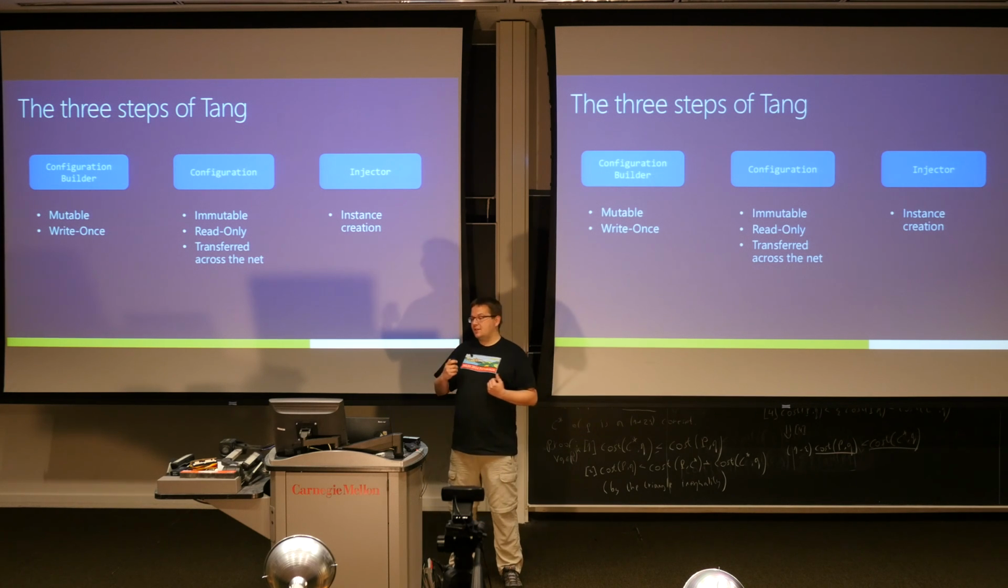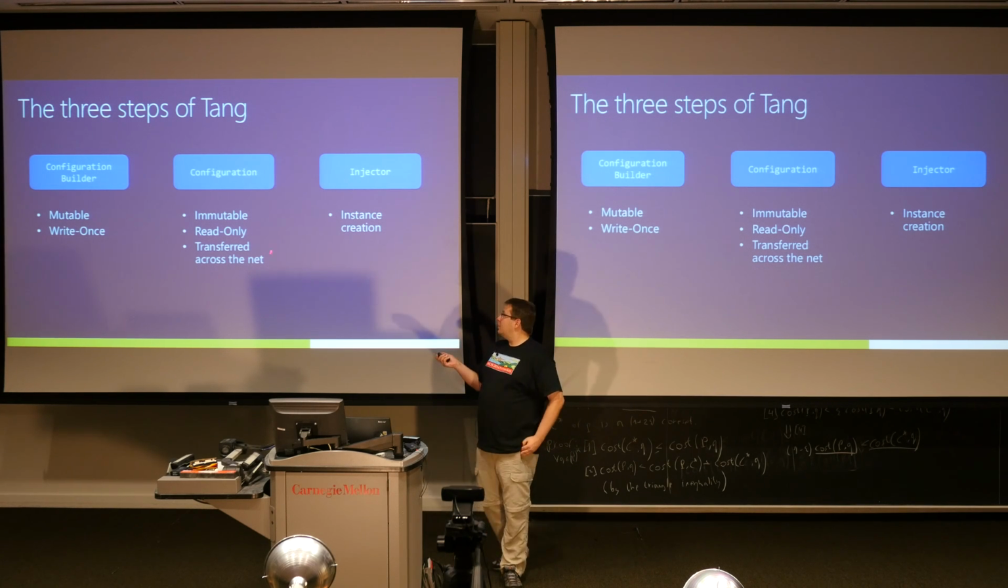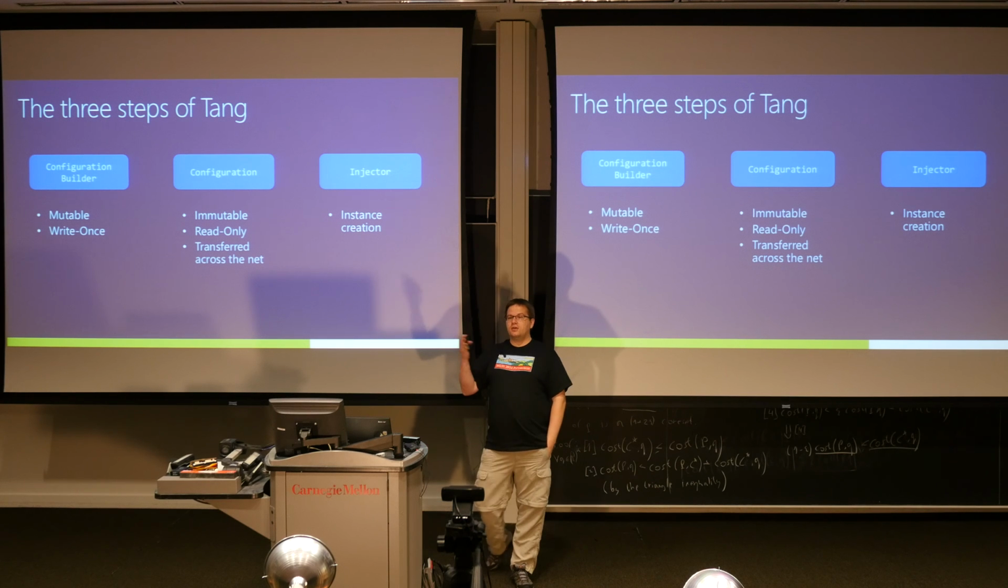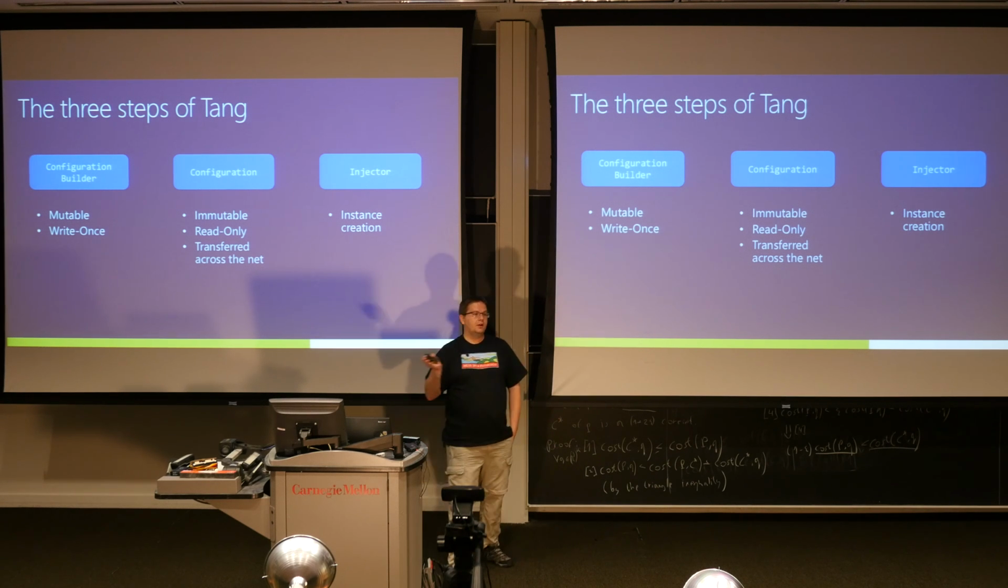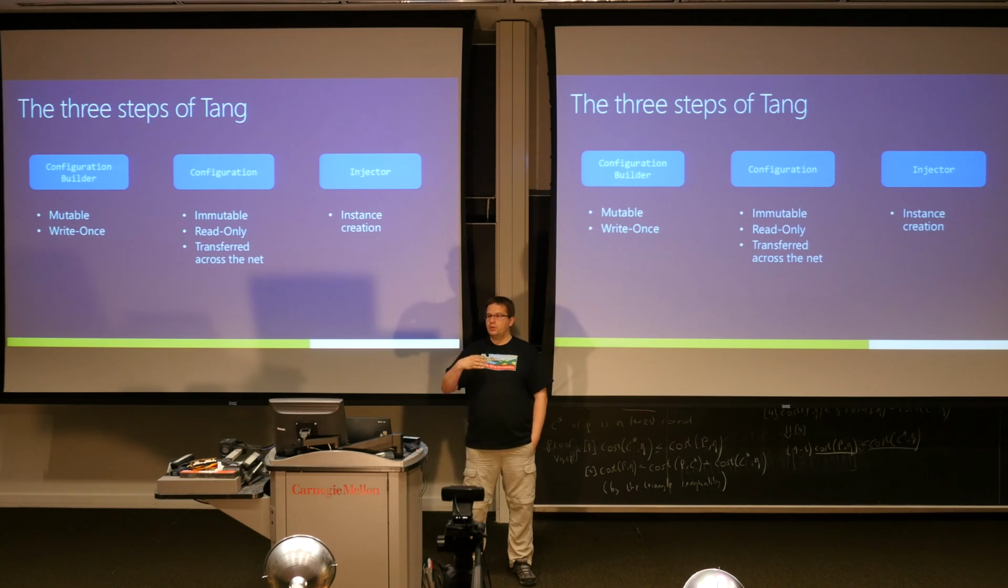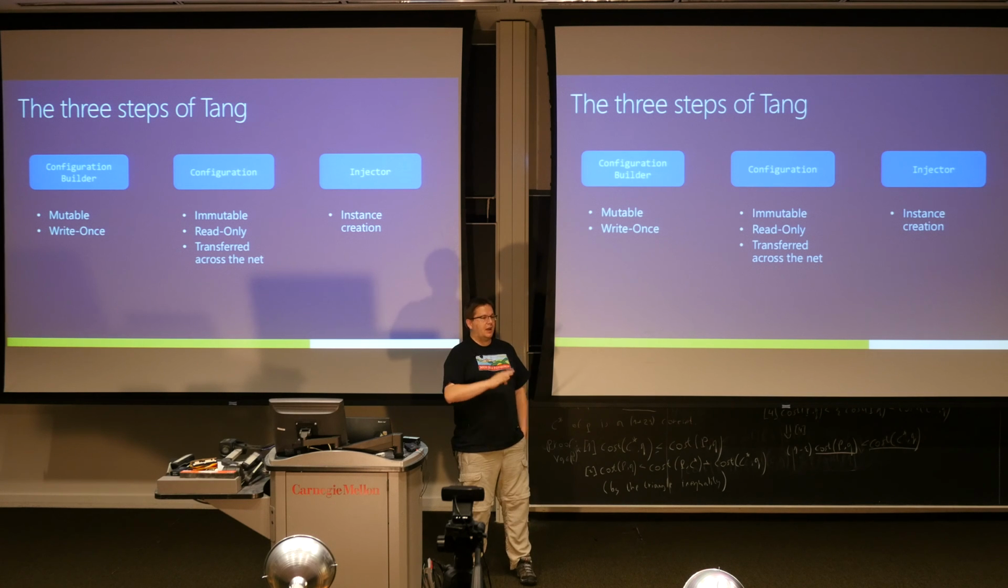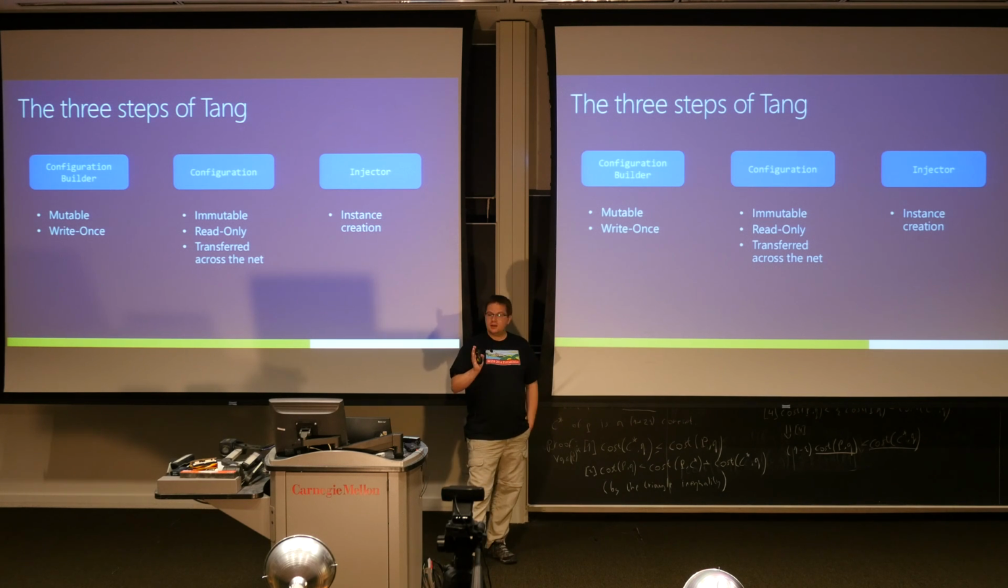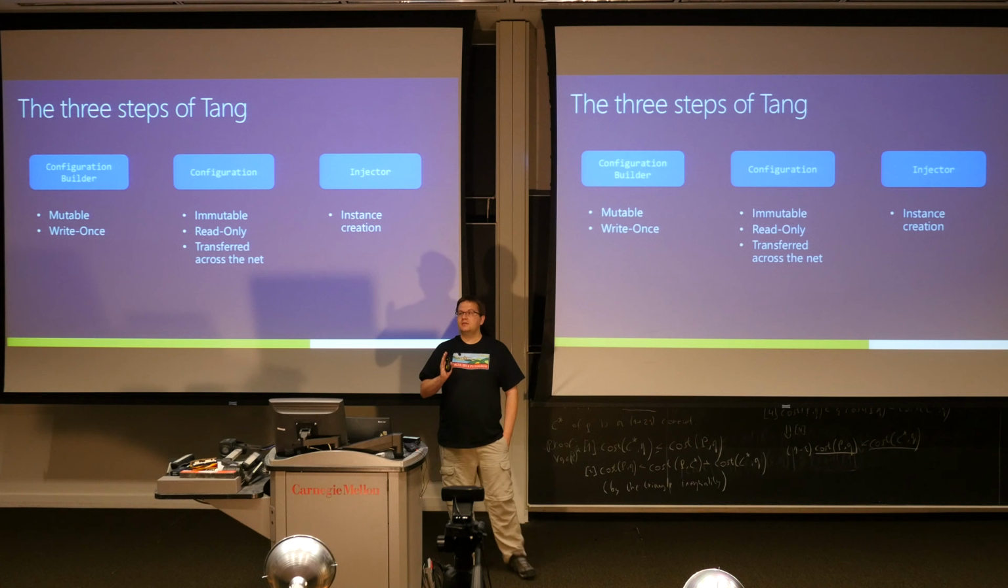The last step in this is we use the configuration to make an injector. And the injector is the access mechanism, right? You go to an injector and you say, make me an instance of a certain class. And it will consult both the code, which encodes the dependencies, and the configuration, which encodes the bindings, to create your instance.